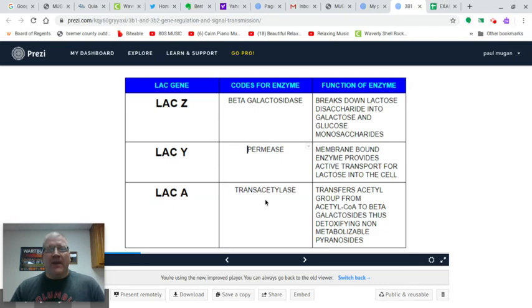And lacA produces a transacetylase. There are some arguments as to exactly what transacetylase does. However, in the resources that I've been able to dig into, the most commonly referred to function of the transacetylase is that it has some detoxifying, some, if you will, cleanup job for metabolizing anything that's left over from this process. But certainly the lacZ and lacY enzymes have much more definitive roles in the process.